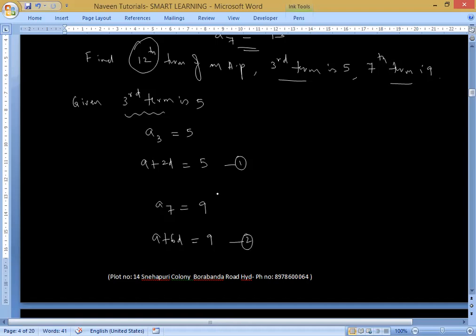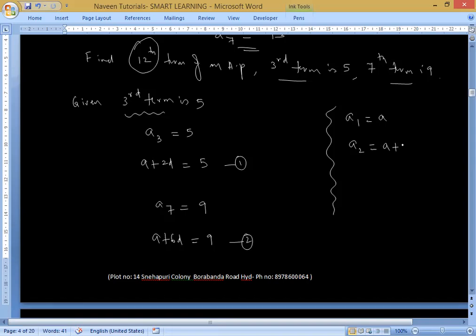Now you may have a doubt about why I'm writing A3 as A plus 2D and A7 as A plus 6D. Because if you look into the basics, the first term is always considered as A. To get the second term, you are adding D.